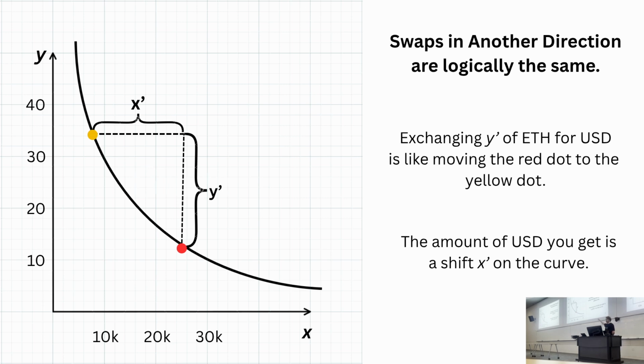If your y prime is given, and you know that the valid amounts have to lie on this curve, you can also visualize x prime as that top side of this triangle, whatever, arc. And the yellow dot is going to be the new state of the pool after the swap.